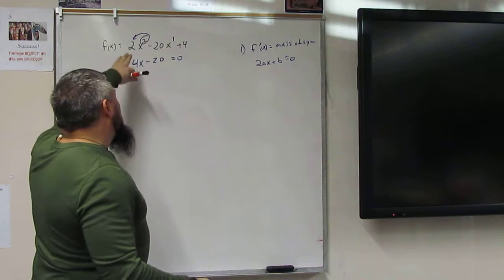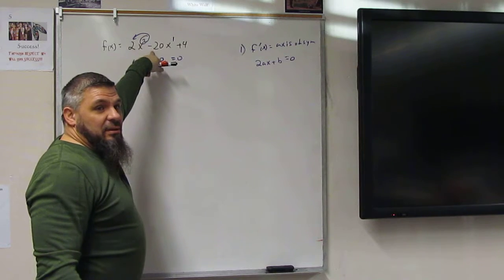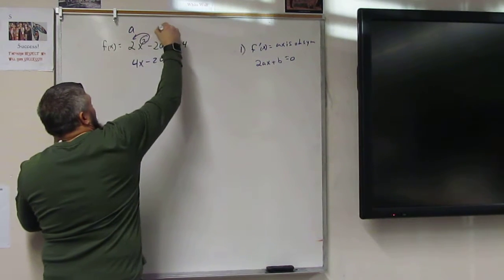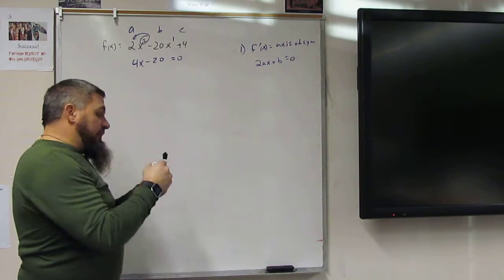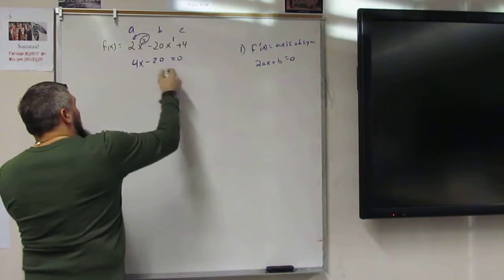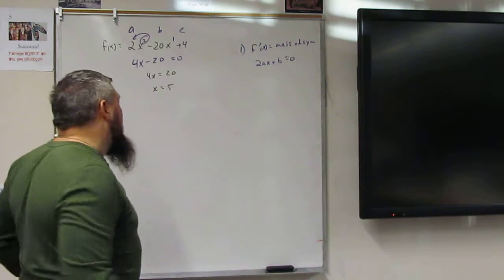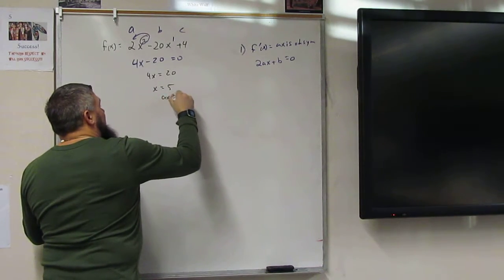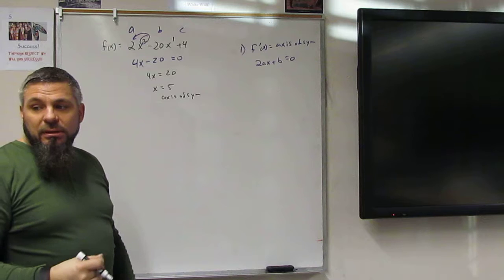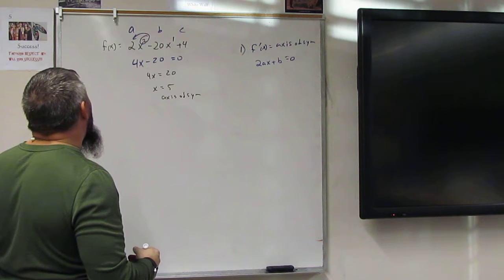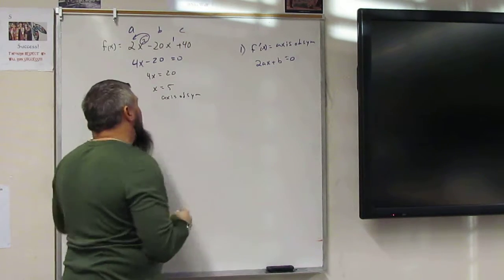So again, 2ax plus b. Remember? A, B, and C. And then solve. 4x is equal to 20. X is equal to 5. That's the axis of symmetry. It's supposed to be a 40, not a 4. Oh, this is a 40? Okay. That'll help later. Thank you.